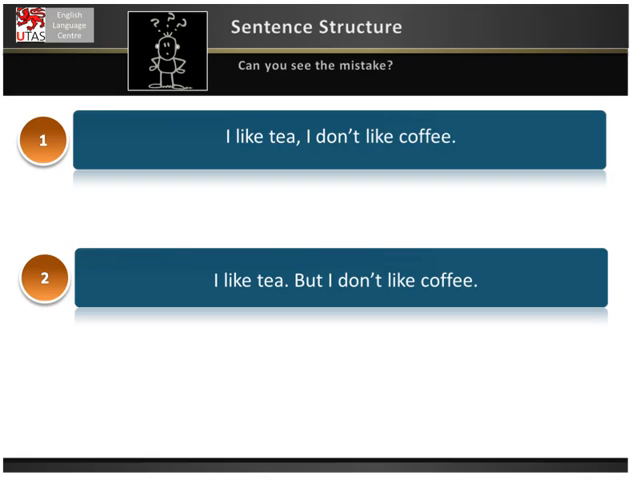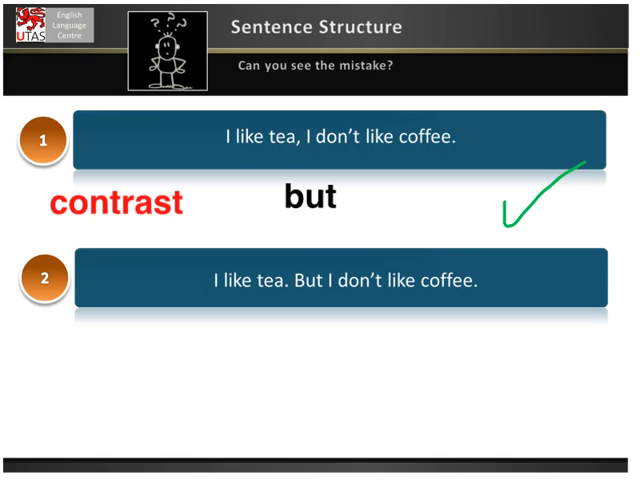In this case, the two parts of the sentence, I like tea, I don't like coffee, are using contrast. So we need a contrasting joining word. A contrasting joining word might be but. I like tea, comma, but I don't like coffee. This would be correct.